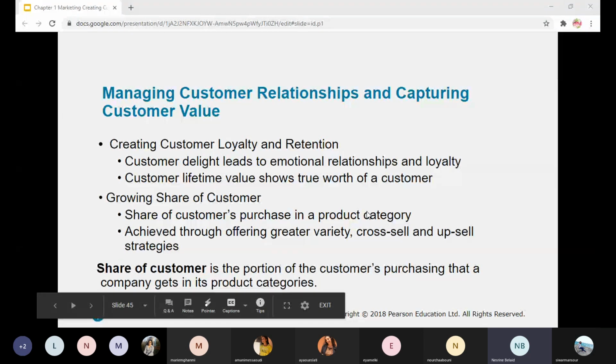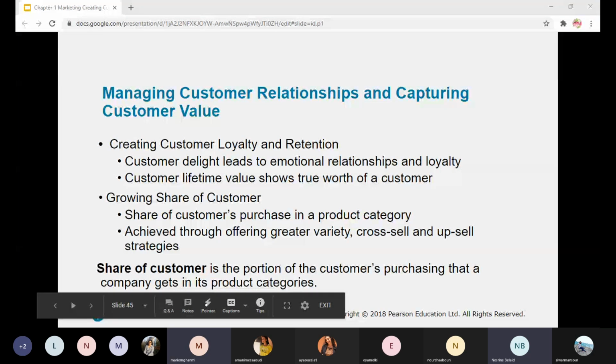For example, we have Amazon, which is highly skilled at leveraging relationships with its 237 million customers to increase its share of each customer's spending budget. Okay, they want to increase the share of the customer's spending budget, right? So this is the share of customers.